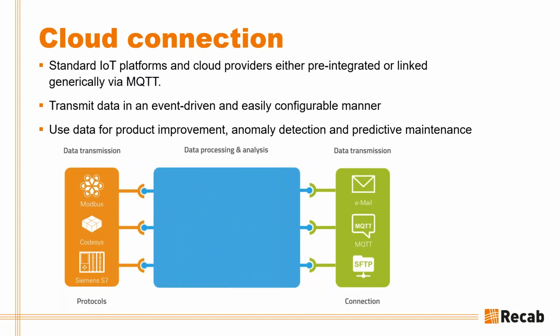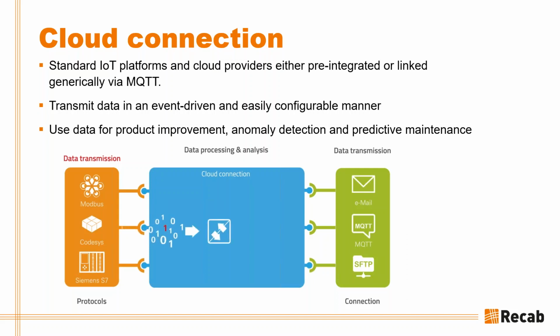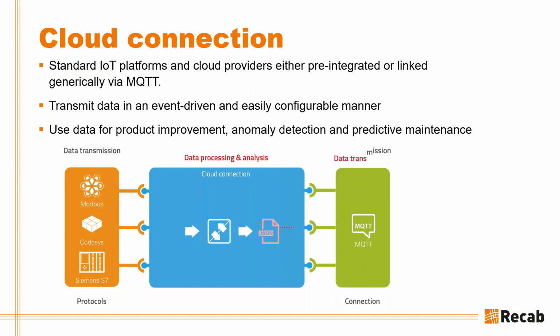We also have cloud connections. You can connect to different cloud platforms. They have a couple of cloud providers that are pre-integrated, but if you want to connect to Amazon or Microsoft Azure, then you can just use MQTT, configure it, and send all your data up to the cloud for product improvement, anomaly detection, predictive maintenance, stuff like that.